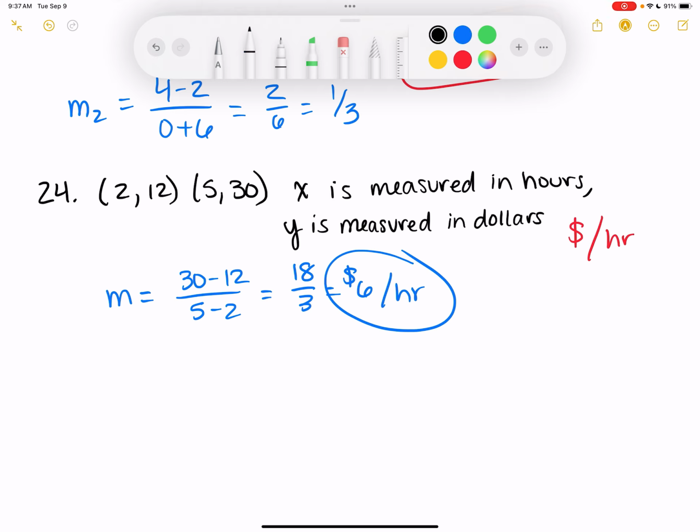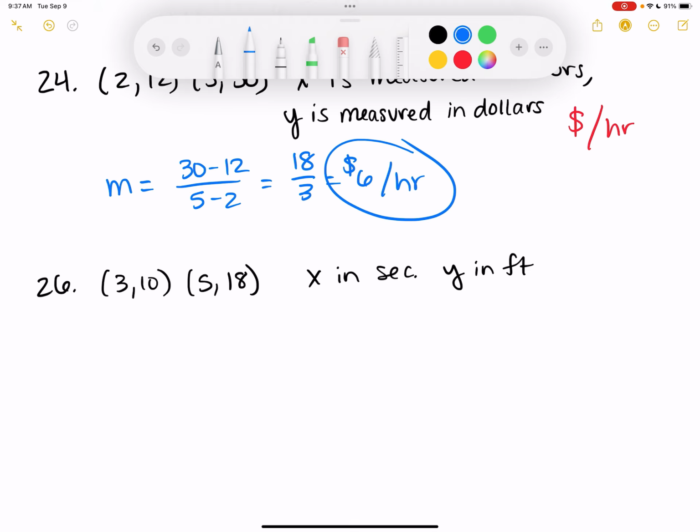All right, one more of these. 26, 310, and 518. X is in seconds. Y is in feet. All right, somebody set this one up. 18 minus 10 over 5 minus 3. Yep, so I get 8 over 2, gives me 4. What are my units? Feet per second, Y over X. So 4 feet per second.